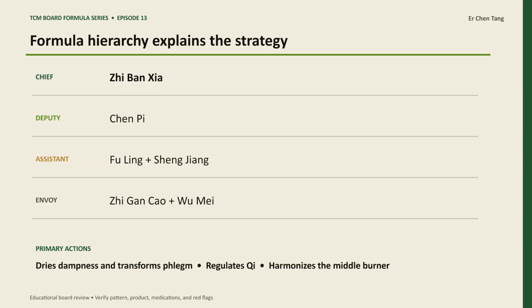Now organize the hierarchy. The chief is Zhi Ban Xia. The deputy level is Chen Pai. The assistants are Fu Ling and Sheng Jiang. The envoy role is Zhi Gan Cao and Wu Mei. Together, the formula dries dampness and transforms phlegm, regulates qi, and harmonizes the middle burner.